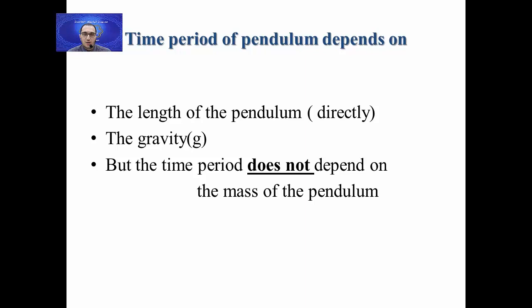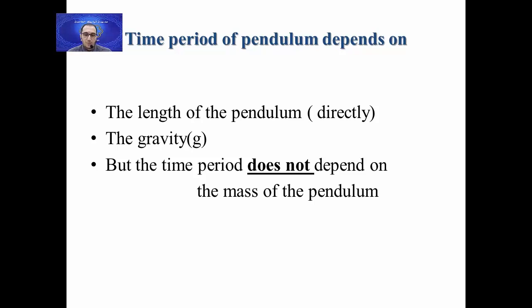Okay, so we can write it as a ratio: T1 over T2 equals the radical of L1 over the radical of L2. So I can say also, in another way, T1 squared over T2 squared equals L1 over L2. Now the second factor, gravity.